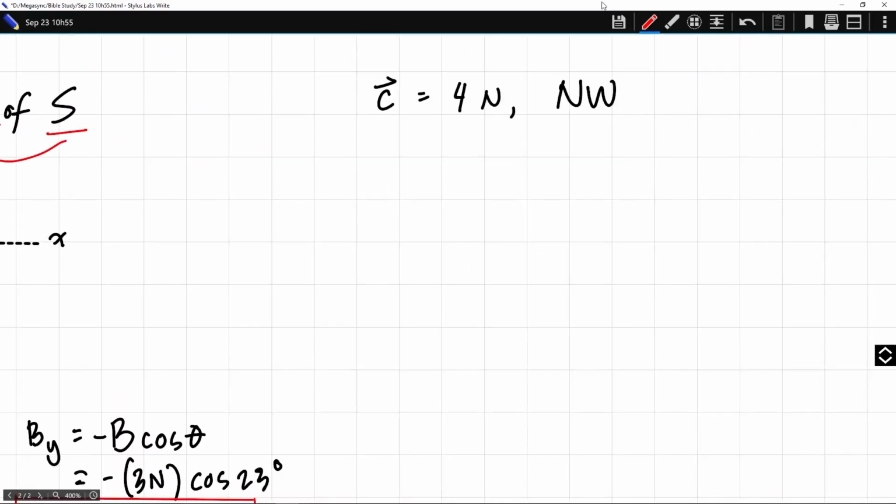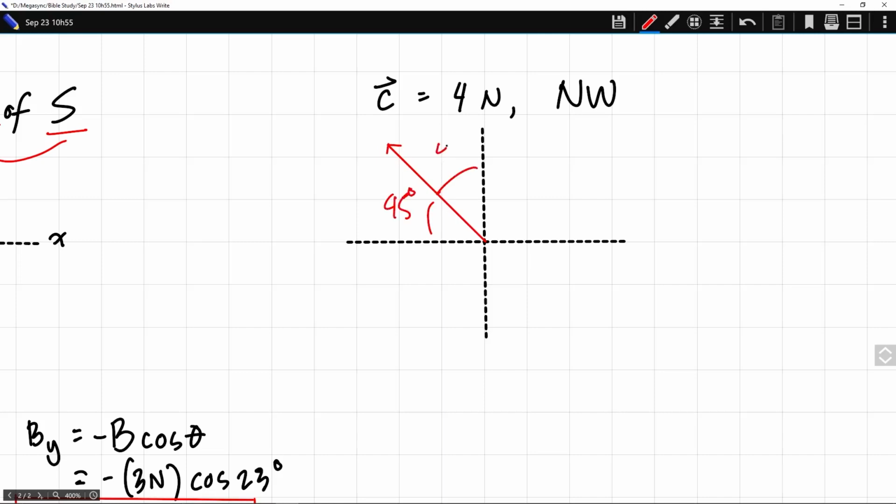Let's sketch first our vector. Okay, so the direction is northwest. So that is between north and west. So our vector will look like this. Okay, and both angles, here and here, are 45 degrees. Now we only need one angle, so you choose one. I will choose this angle below. That is 45 degrees. So this is our vector C.